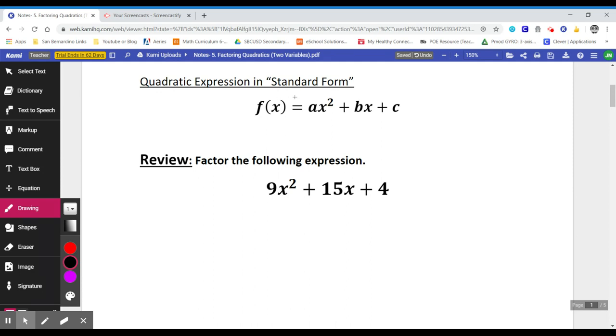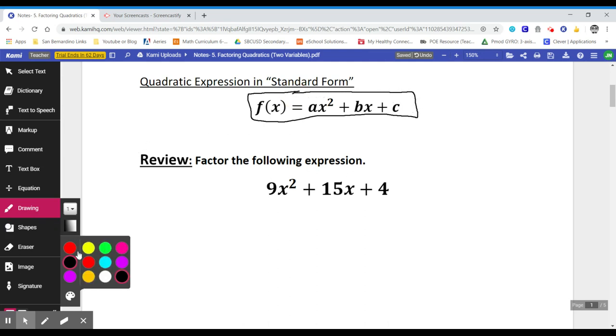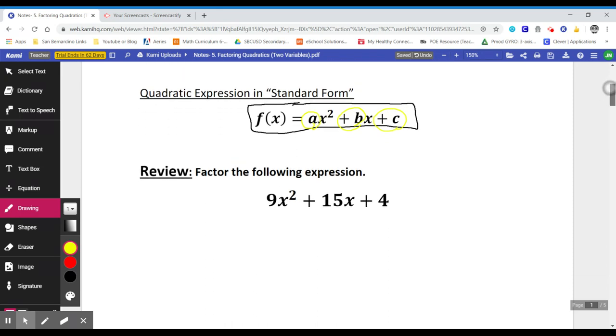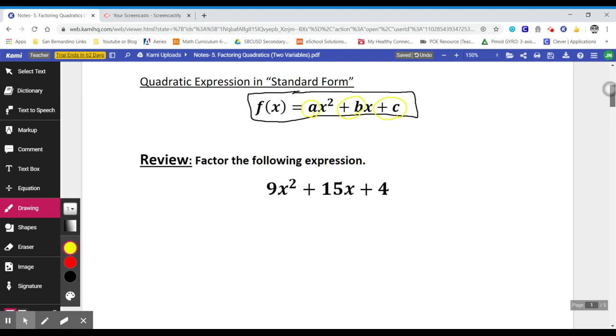Quadratic expression in standard form. This is a standard form for a quadratic expression. So it looks like this. It's f of x is equal to ax squared plus bx plus c. The only thing you need to know is that every single coefficient has a letter. So a is the number in front of the x squared, b is the number in front of the x, and then c is the last number. So we've known this from the last lesson. If you have not seen the last lesson on factoring quadratic expressions, you should actually watch that before you watch this lesson, because you're going to be a little bit lost.